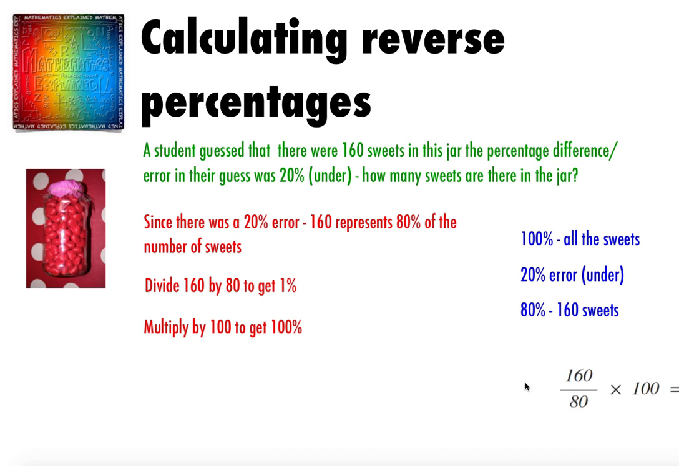So if we put those numbers into the sum like that, 160 divided by 80 times 100 gives us a total of 200 sweets in the jar. 200 is the number that represents 100% of the sweets.